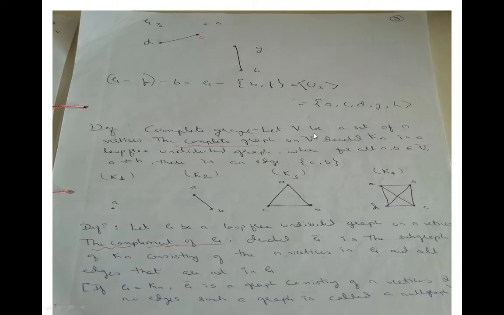Complete graph: let V be a set of n vertices. Then the complete graph on V is denoted by capital letter K followed by n, that is Kn, where n is representing the number of vertices. It is a loop-free directed graph where for all a, b belonging to V and a is not equal to b, there is an edge (a, b). Okay, let us take an example.